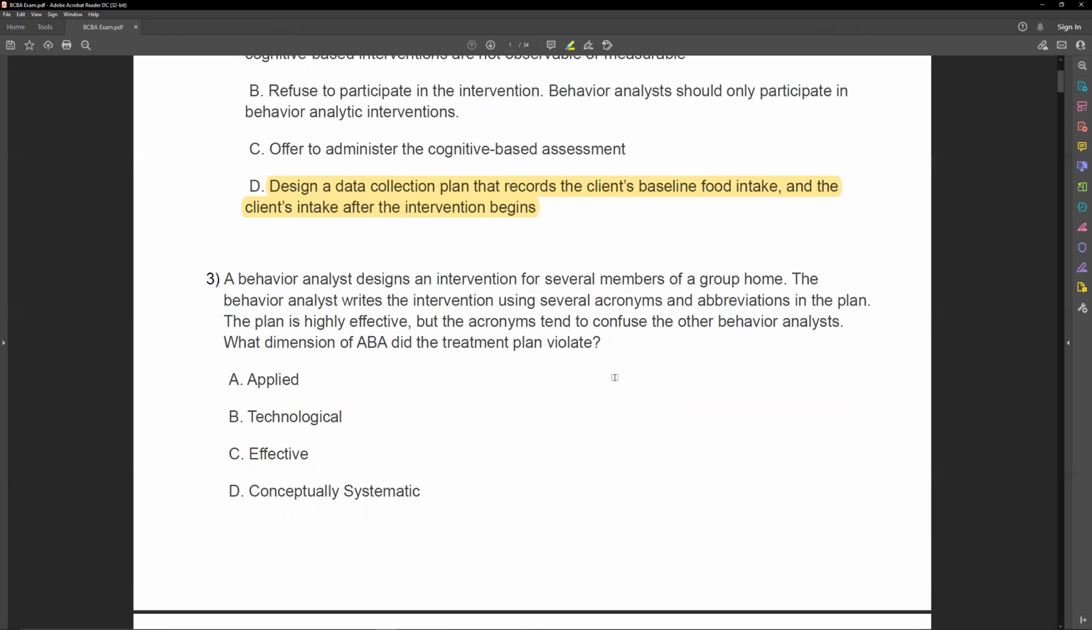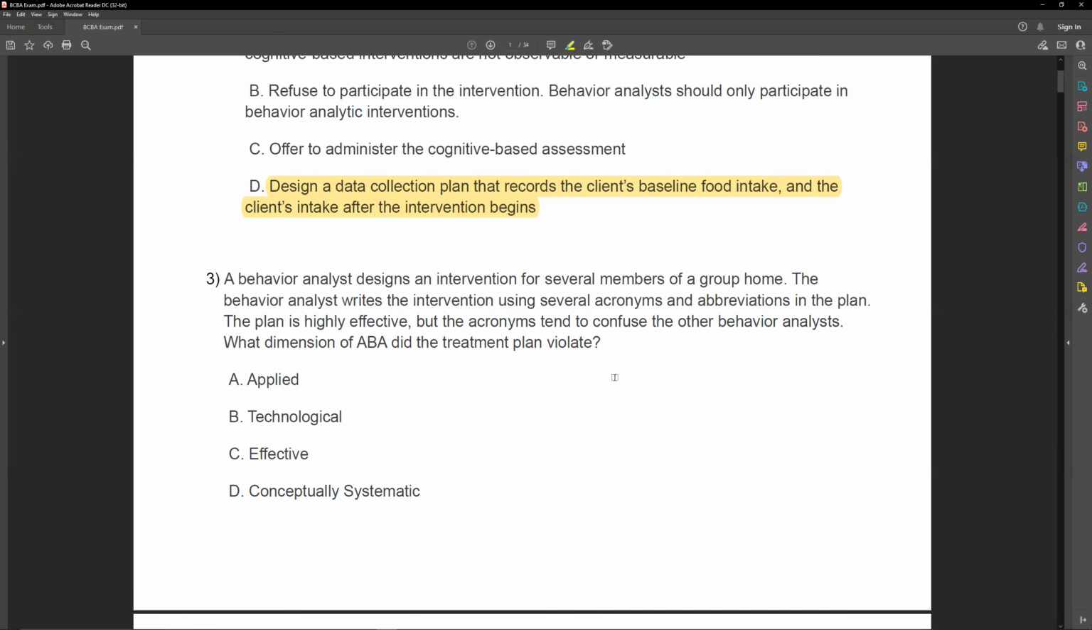All right, remember our 7 dimensions are 7 guiding dimensions of behavior analytic practice. What has this behavior analyst done? They've designed this great intervention. Okay, it's very effective, right? But they've used these acronyms and these abbreviations that no one else understands. Meaning, if this behavior analyst was to quit tomorrow or was to transfer the case, could these other behavior analysts implement this plan like the current one does? Apparently not, because they're confused, right?